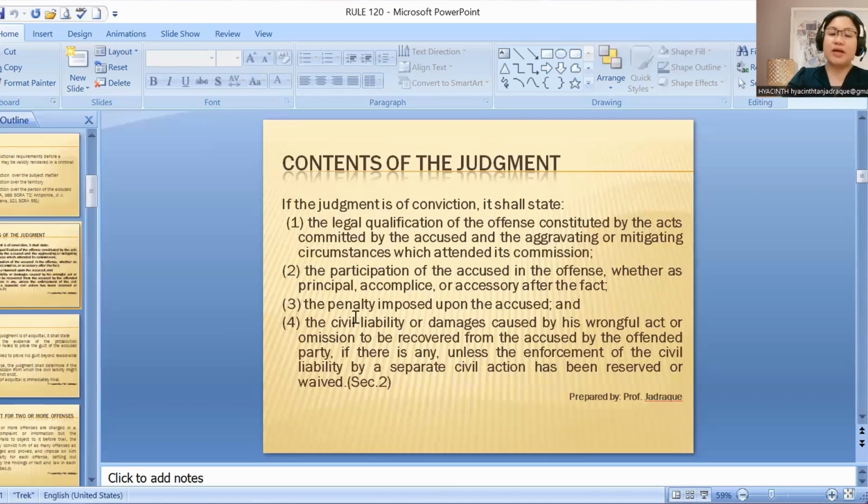And the court shall likewise specify and state the civil liability or damages, if any, unless the enforcement of the civil liability is through a separate civil action or the private complainant has waived its claim. So all of this has to be stated in the judgment of the court.